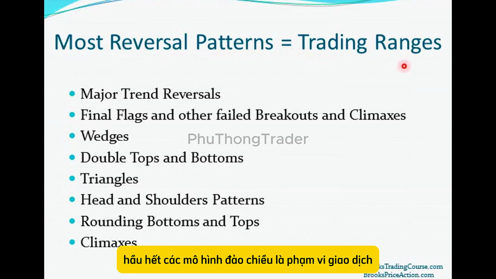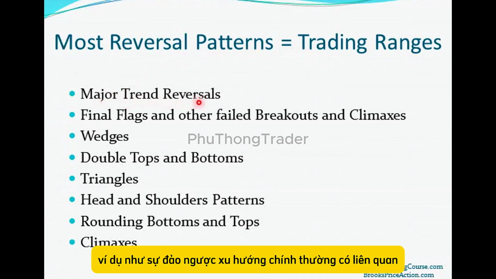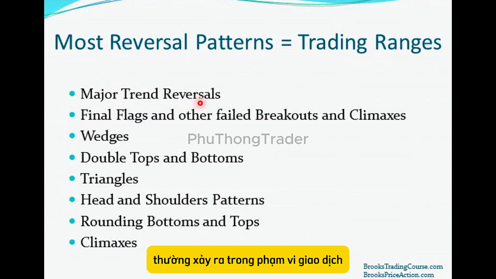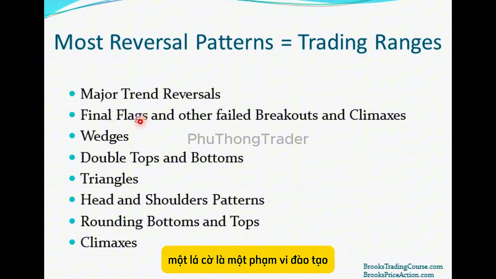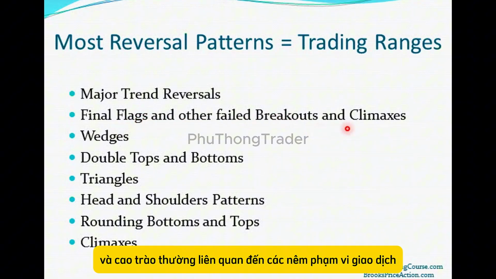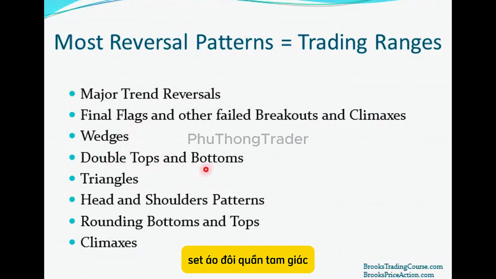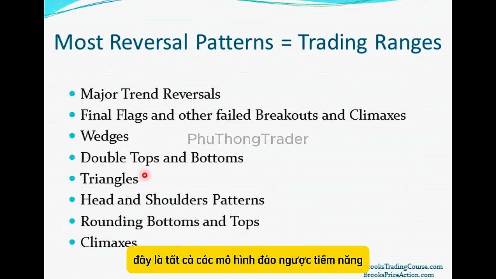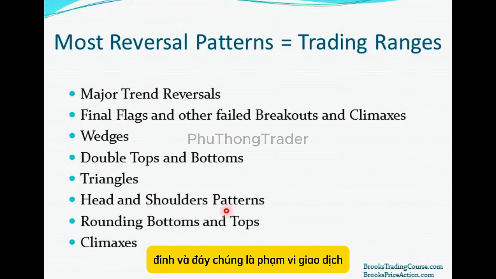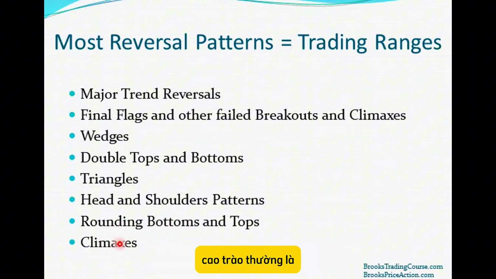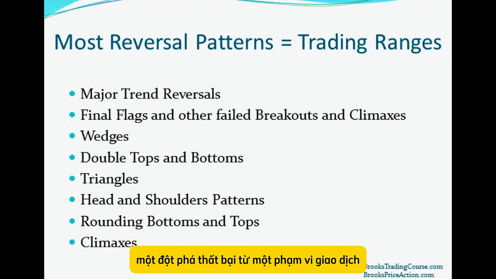Most reversal patterns are trading ranges. For example, major trend reversals usually occur within trading ranges. Major trend reversals are variations of double tops and bottoms, which is a sideways market. Final flags, a flag is a trading range. Other failed breakout patterns and climaxes usually involve trading ranges. Wedges, usually part of a trading range. Double tops, double bottoms, triangles. These are all potential reversal patterns, and they are trading ranges. Head and shoulders patterns, tops and bottoms, they are trading ranges. Rounded tops and bottoms are trading ranges. A climax is usually a failed breakout from a trading range.